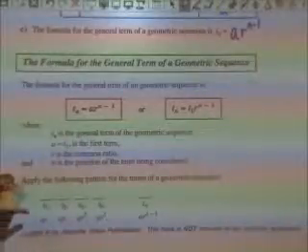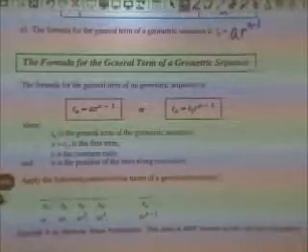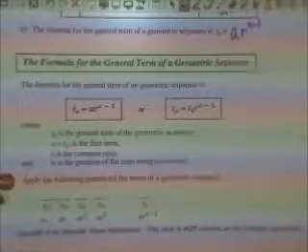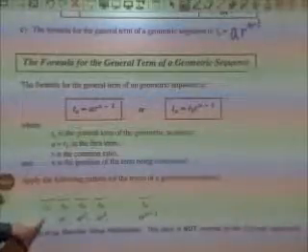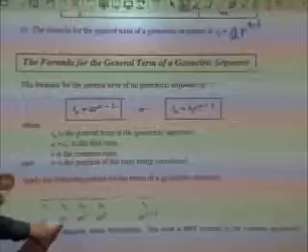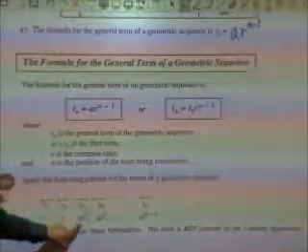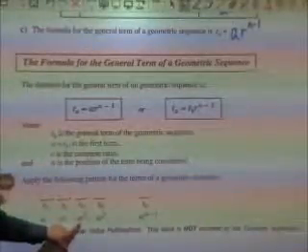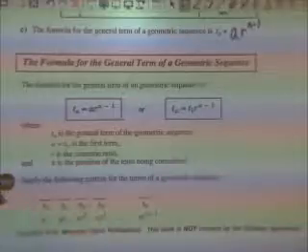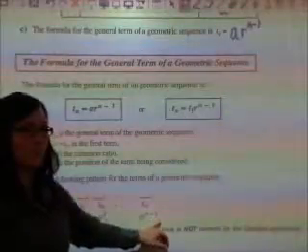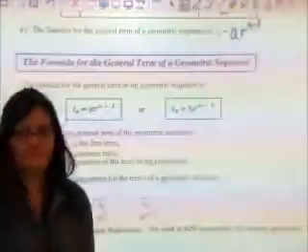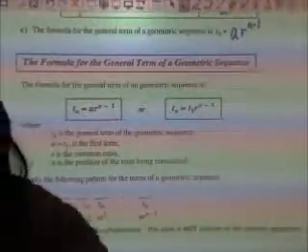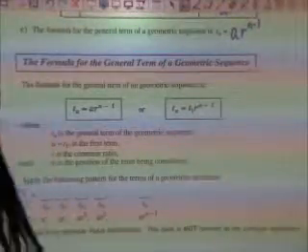It says, apply the following pattern for the terms of a geometric sequence. First term, the second term I get by multiplying by r, multiply by r again, so it becomes r squared, multiply by r again, it becomes r cubed, all the way up to the last term. So let's do some more examples.